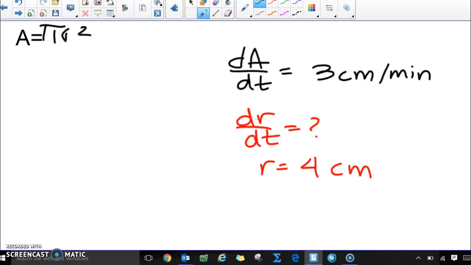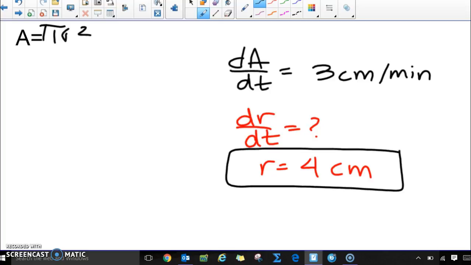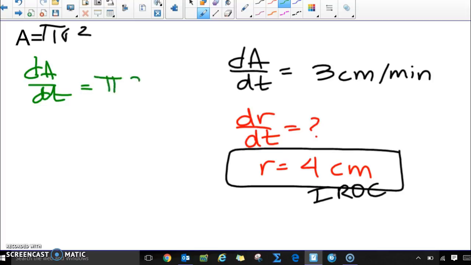Everything is changing until then, and so the radius is not always 4, it's just 4 at that one moment in time. So this belongs in an instantaneous rate of change equation, which is not what I have here. So what I'm going to do is take the derivative of both sides, dA/dt. Pi acts like a constant, r acts like a variable, so it's going to be pi times 2r dr/dt.